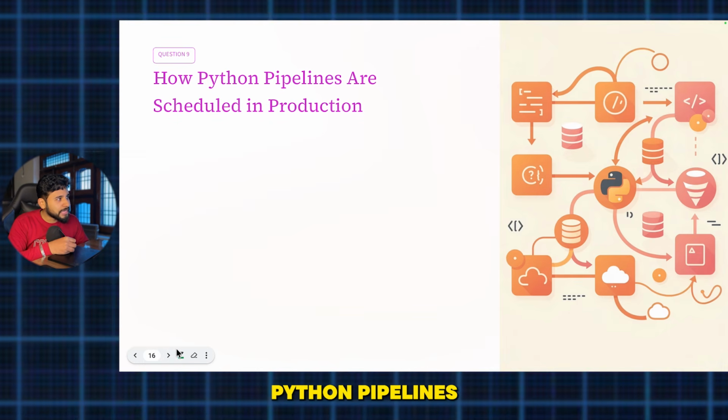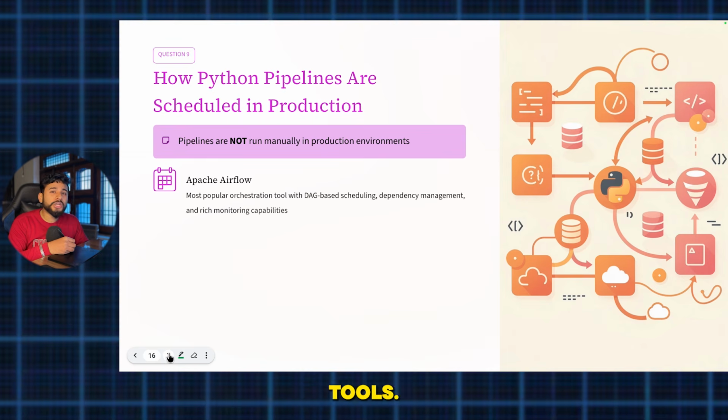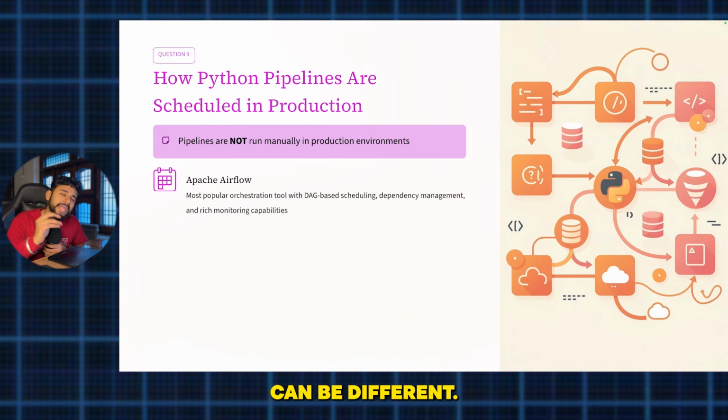So how are Python pipelines scheduled in production? Whenever we talk about Python pipelines, we don't run things manually. Definitely it has to be scheduled. So we need orchestration tools. There are different kinds of orchestration tools. More or less the major concepts are the same, but how they work and how exactly we orchestrate, the functionality and the UI, can be different.